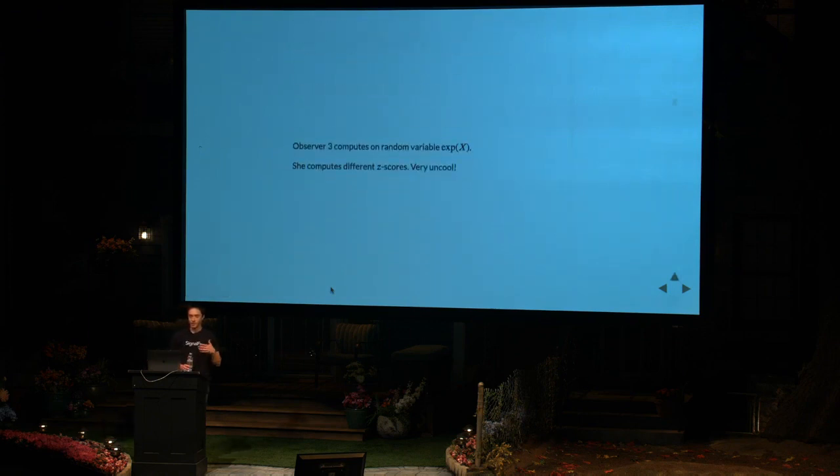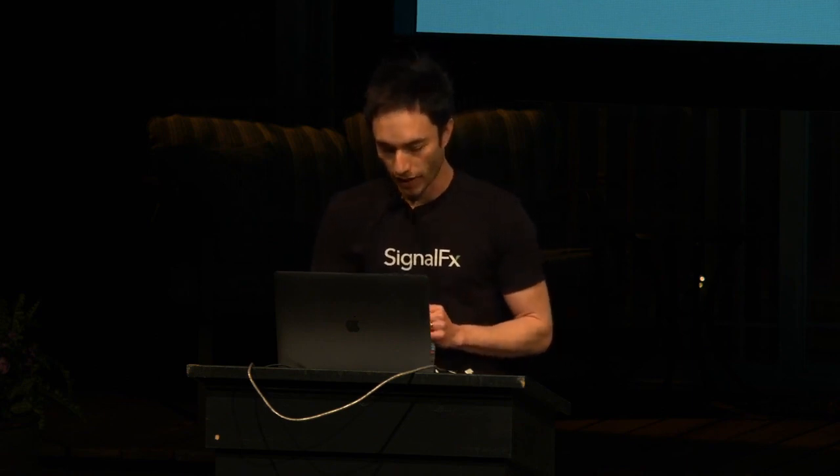But unfortunately, there's also a third observer who's computing on the random variable exponential of x. And she will compute quite different z-scores. And this is actually very uncool. It is not really possible to reason about how many traces you would keep on average if you are operating in the space of z-scores. So of course, it's better than operating on the distributions, but it's still not quite enough. And so you need a little bit more.